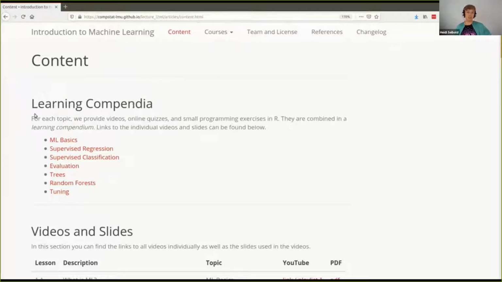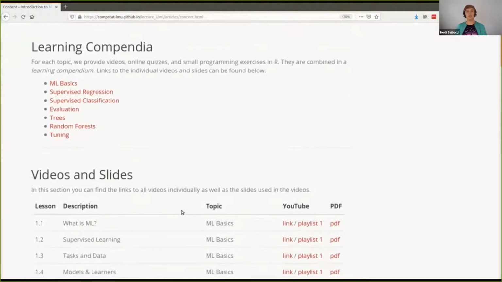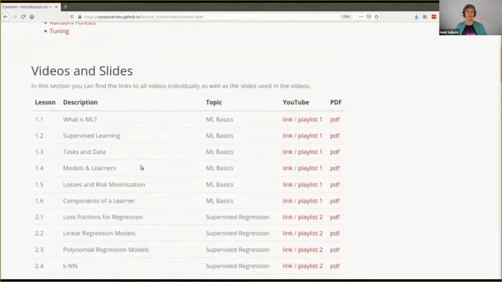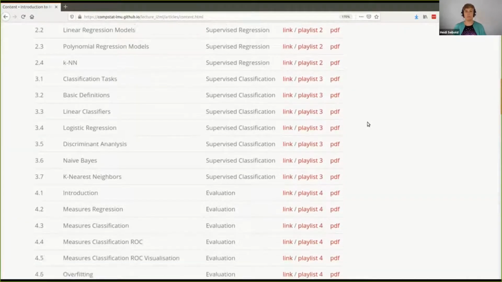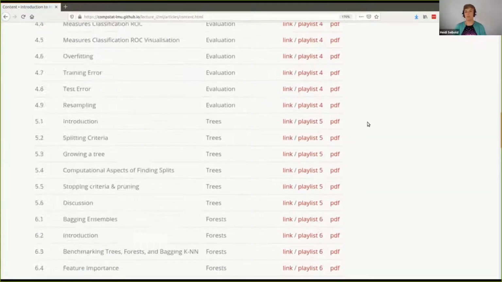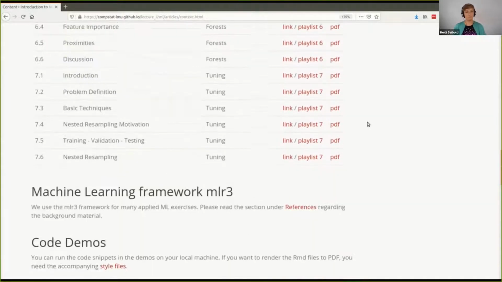And then the most important part of the website is obviously the content part, where you can find the learning compendia. I'll talk a little bit more about what they are, but they're essentially the core of the course. Additionally, you can find the individual parts of the lecture, like the videos and the corresponding PDFs as slides. You see that we have our videos on YouTube. You can also just watch all the videos in the playlists on YouTube.